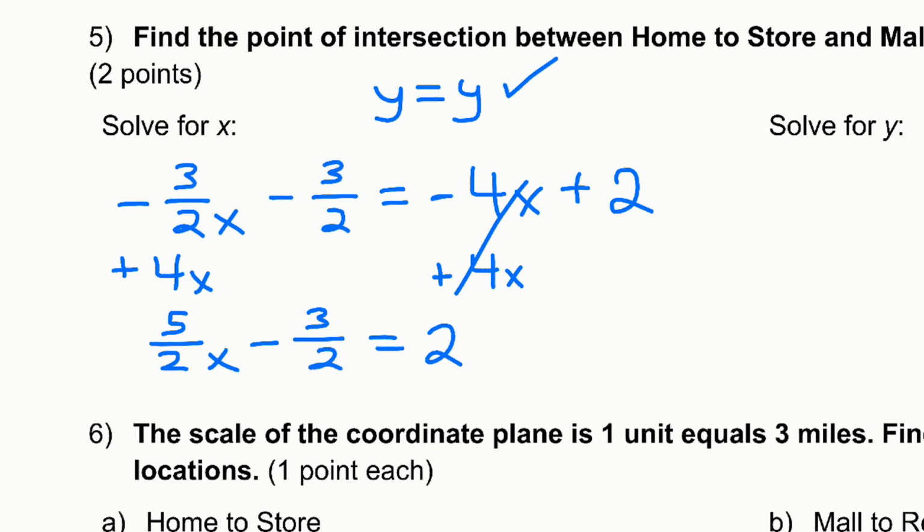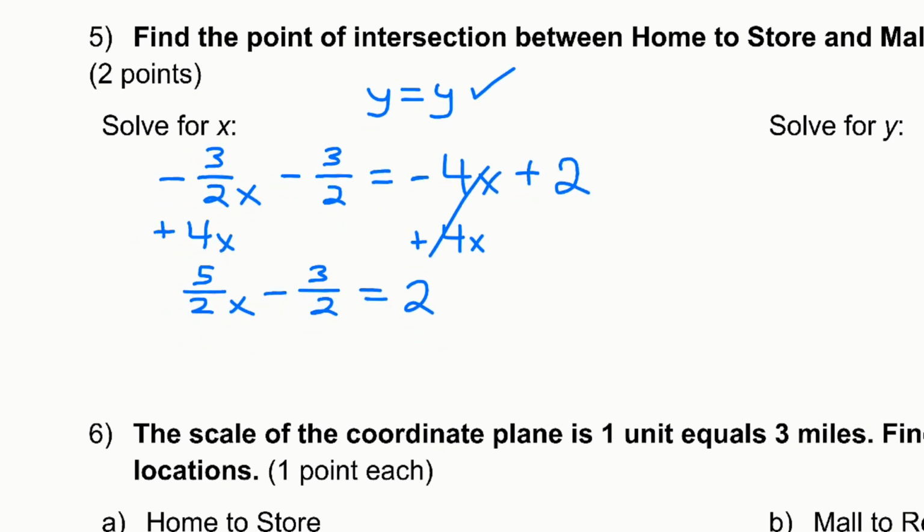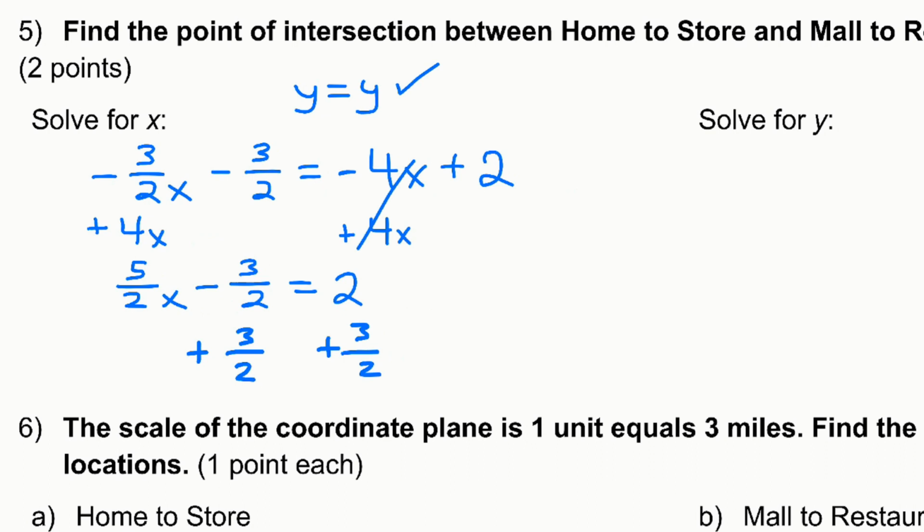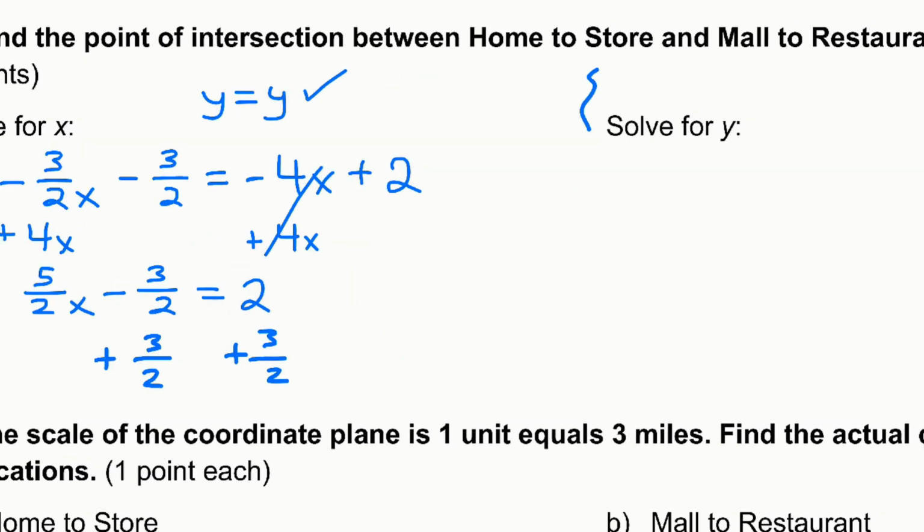From here, I shouldn't have written this that big. Sorry if you also ran out of space. I'm going to add the 3/2 on both sides. So when I take 2 plus 3/2, I get 7/2. So what I have now is 5/2 x equals 7/2.